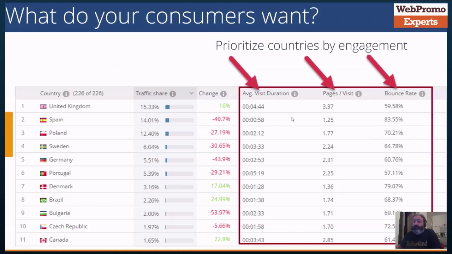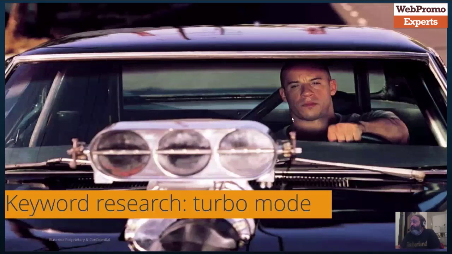Okay, so now keywords. Keywords is a foundational element, I guess, of any SEO. And keyword research is something that you do at the beginning. It's ongoing, and Similarweb Pro really does make it much faster. I call it turbo mode.